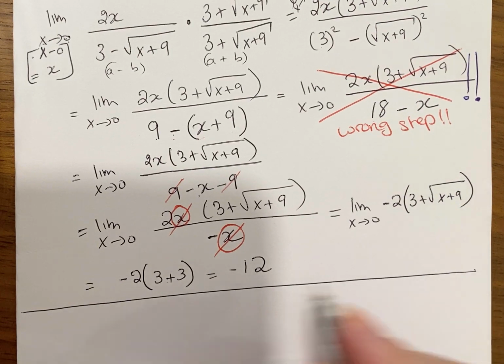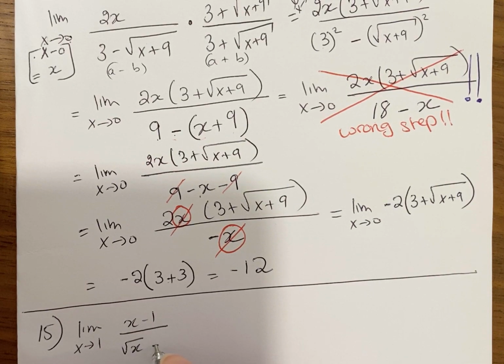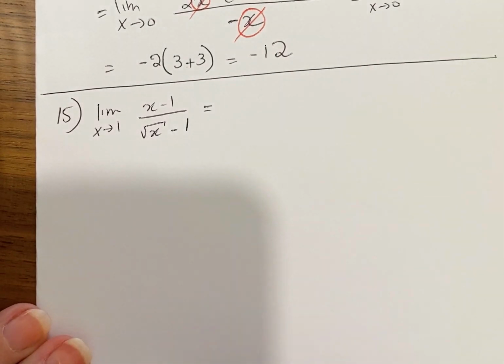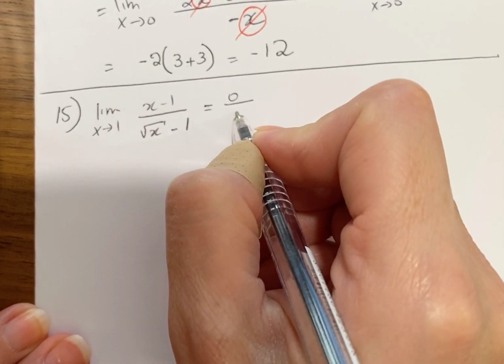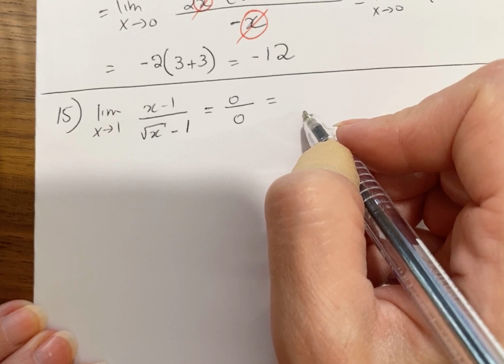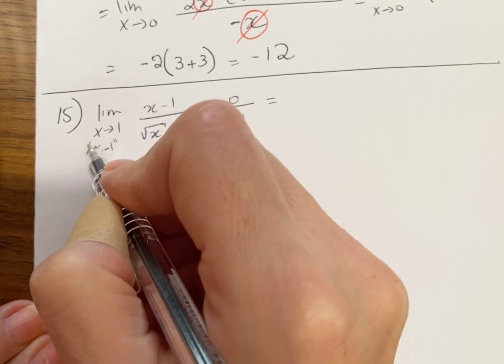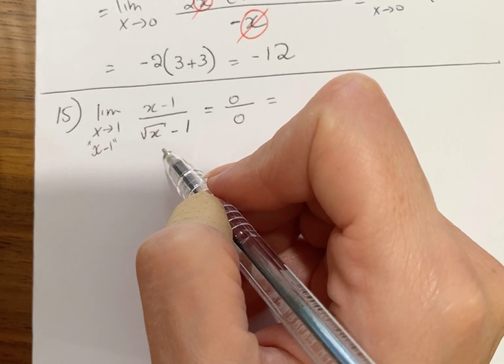Let's look at another example. Again, first step is substitution. I need to see the alarm first. 1 minus 1, 0. Root 1, 1 minus 1, again 0. I saw the alarm. I start thinking in my head, what are my options? What can I do? Well, I'm looking for x minus 1. x minus 1, root x minus 1. What is the best way to do this?